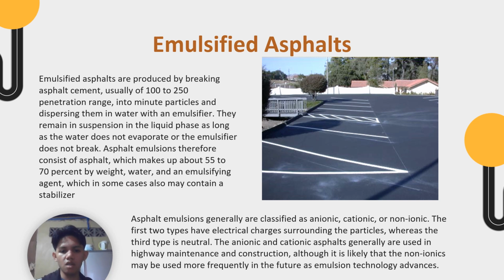Asphalt emulsions generally are classified as anionic, cationic, and non-ionic. The first two types have electrical charges surrounding the particles, whereas the third type is neutral. The anionic and cationic asphalts generally are used in highway maintenance and construction, although it is likely that the non-ionics may be used more frequently in the future as emulsion technology advances.